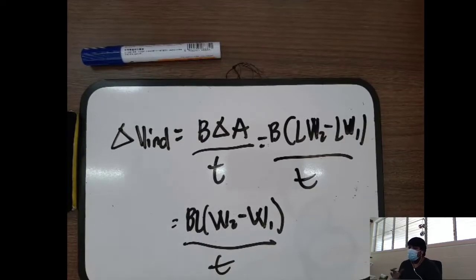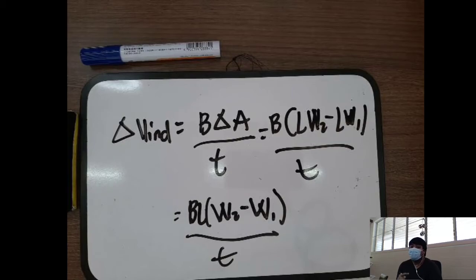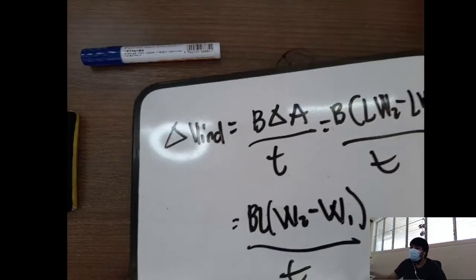Okay, so now let's try to scrutinize how a change in the magnetic flux induces a voltage and consequently a current into our conductor, and so in our conducting rail.